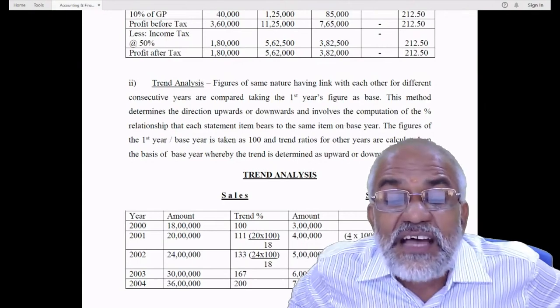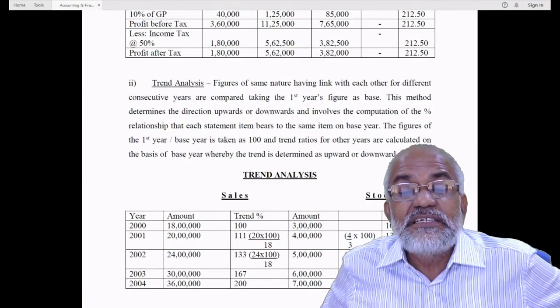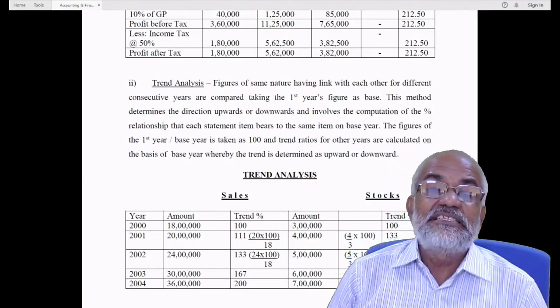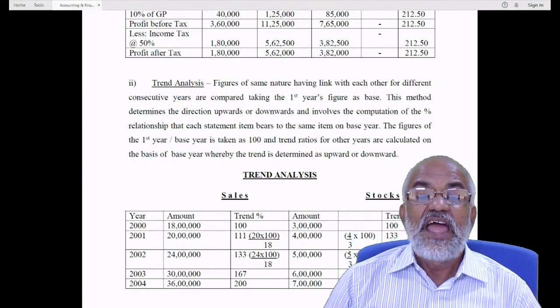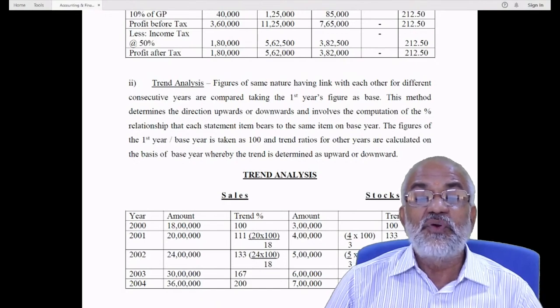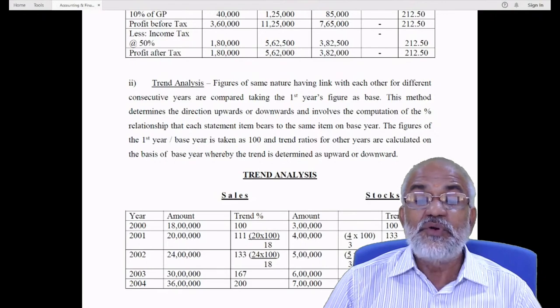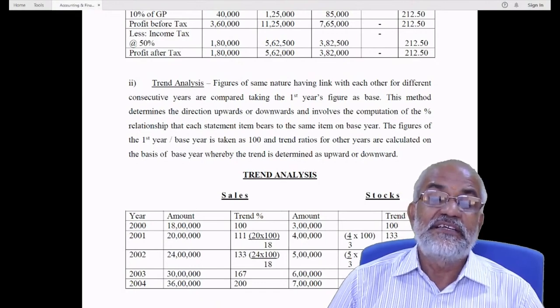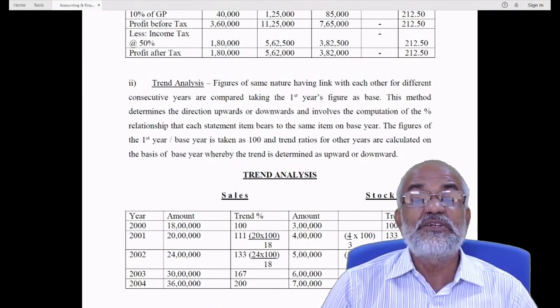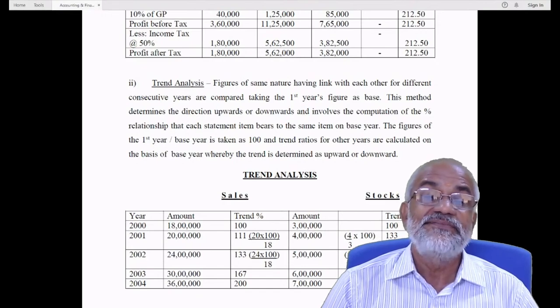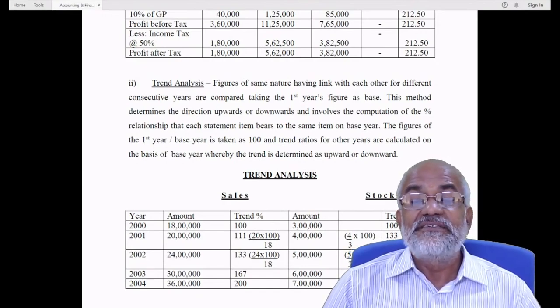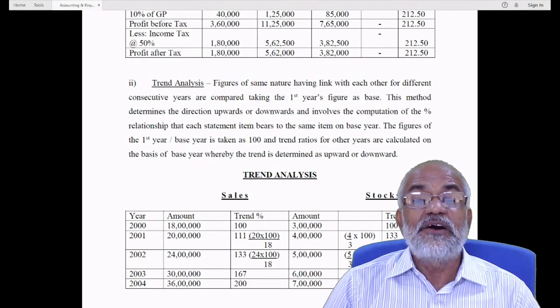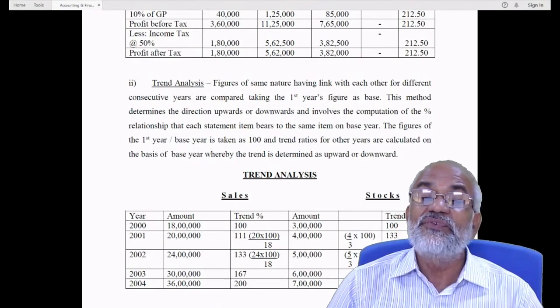That means in the first year, the increase is about 11%. In the third year, the increase is about 22%. And in the fourth year, the increase is about 34%. And in the fifth year, the increase is about 43%. It has jumped from 167% to 200% in the final year. So this is the trend of sales from the year 2000 to 2004.